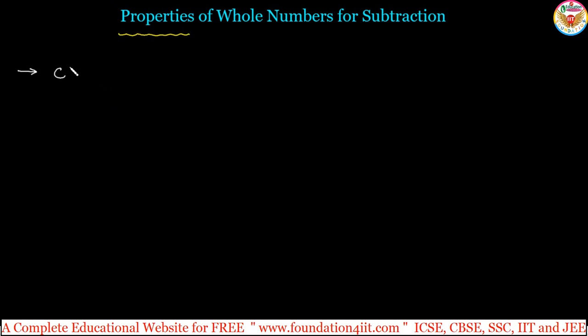When you come to the closure property, first one. As per this rule, if x and y are two whole numbers, then x minus y is not necessarily a whole number always. It's not necessary every time. So x, y belong to whole numbers, but every time x minus y may or may not belong to whole numbers. Let us check one example.